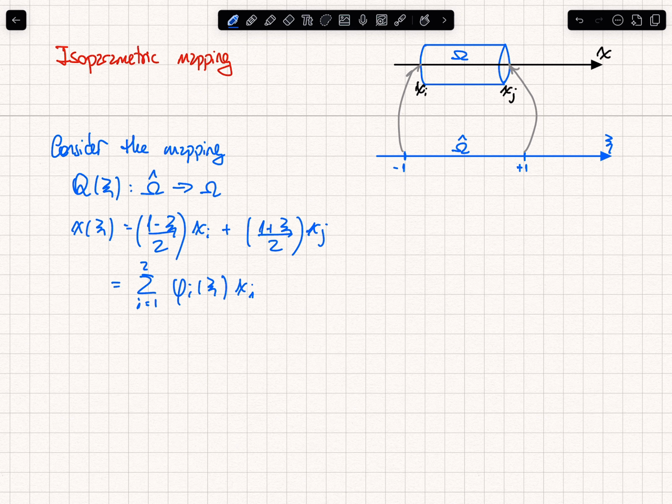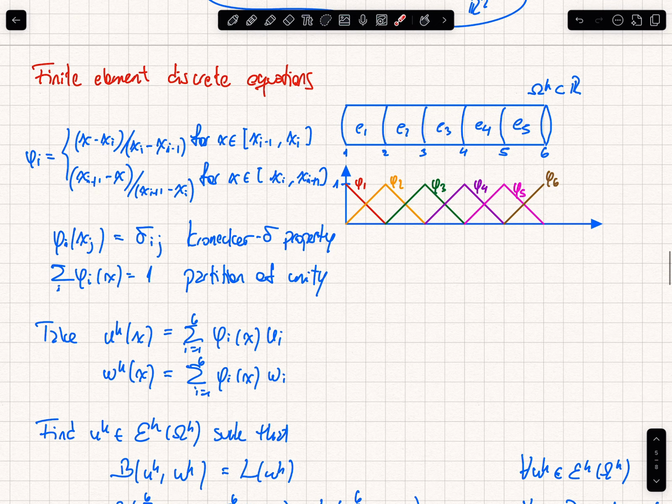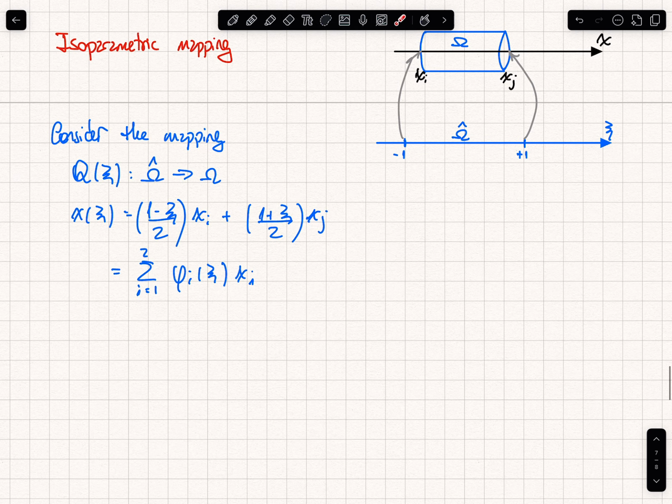So the shape functions are the same, right? But notice now that I'm no longer going to define my shape functions as a function of x as we did in the beginning. In the beginning, we were defining our shape functions as a function of the global coordinate, but now the functions are all parameterized on a master element or canonical element. You can find it in some references in this way.